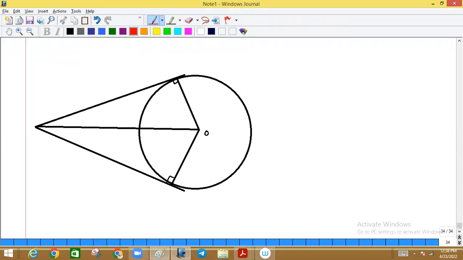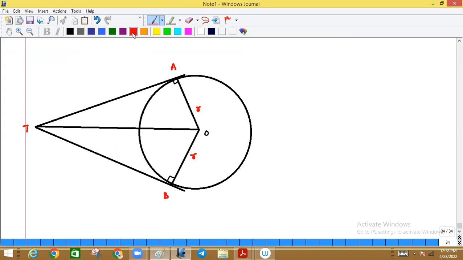I'll say it is TA. This is TB. Radius, 90 degrees, 90 degrees. TO is a common side to both. So there are two sides and one angle equal. What are the two sides and one angle there? Obviously, the two sides and one angle are the radius, the hypotenuse, and the other side.